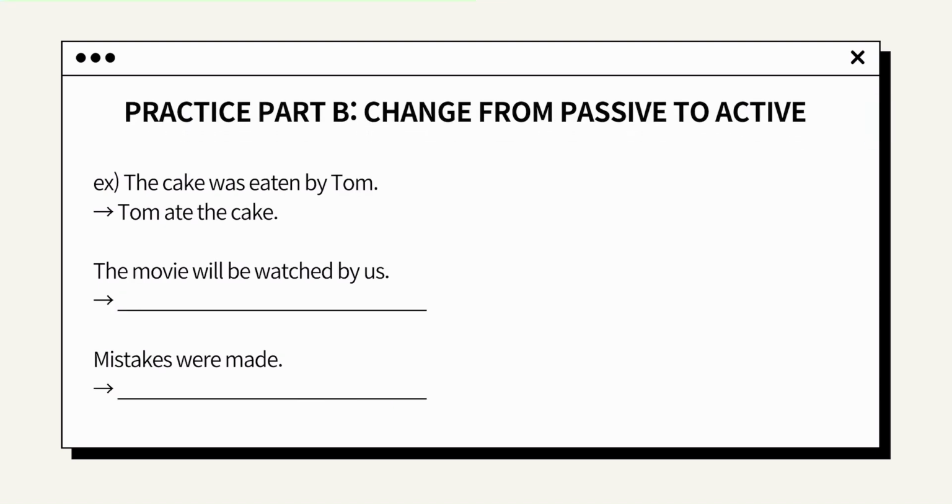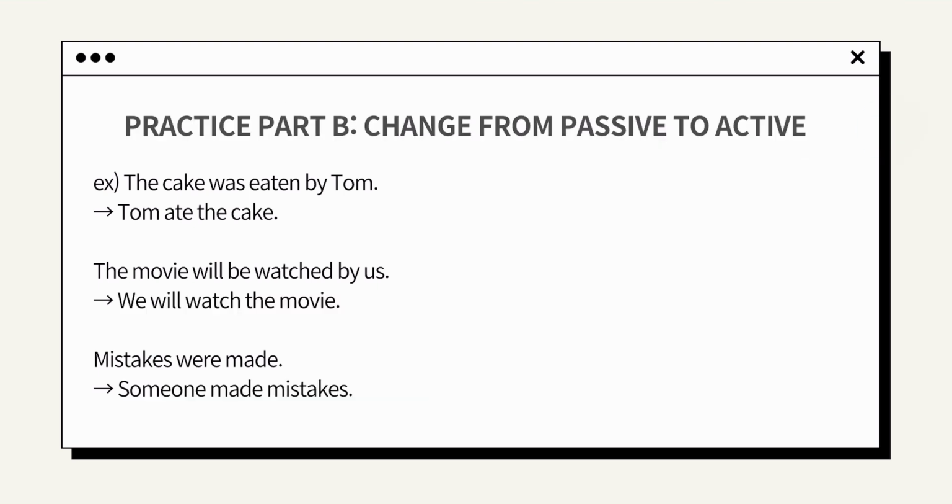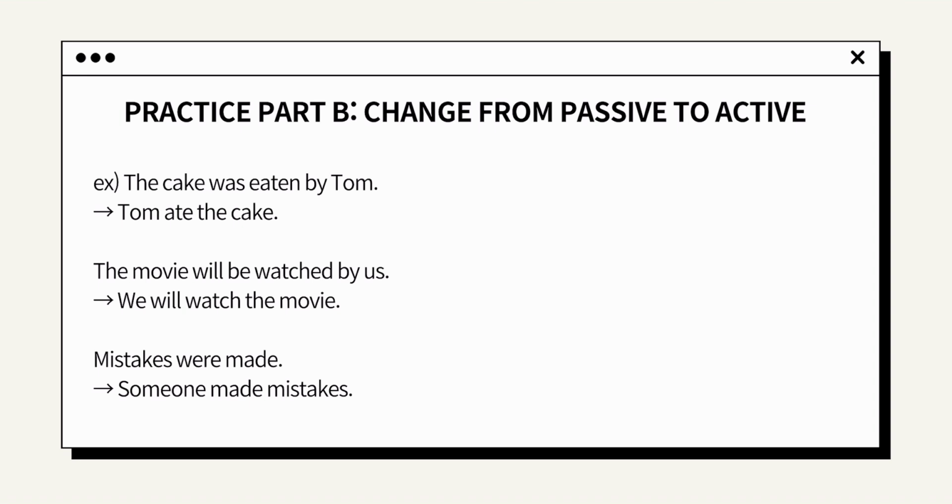And this will be our final practice, which is changing from passive to active. The example is: the cake was eaten by Tom, and we change it to: Tom ate the cake. So please pause the video right now, and we'll resume. For the movie will be watched by us, it is: we will watch the movie in an active voice sentence. And mistakes were made, we'll change it to: someone made mistakes.